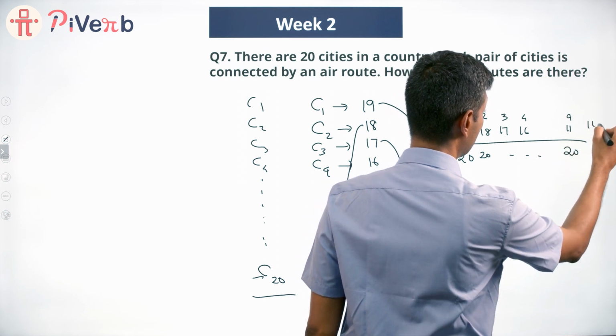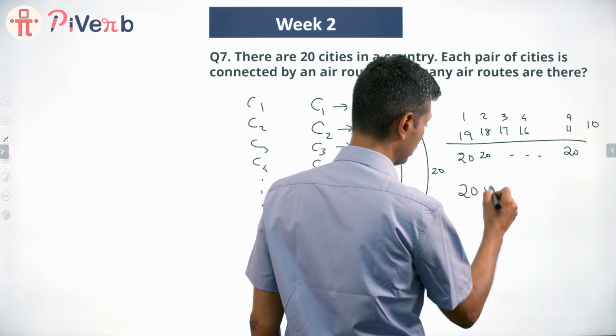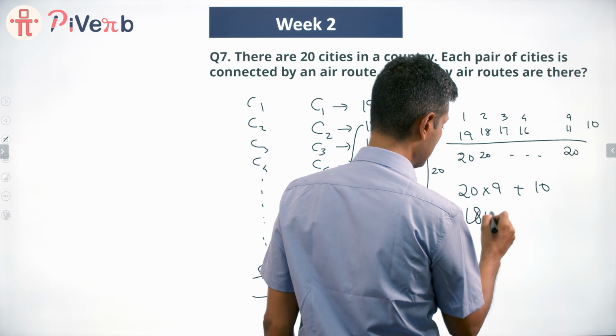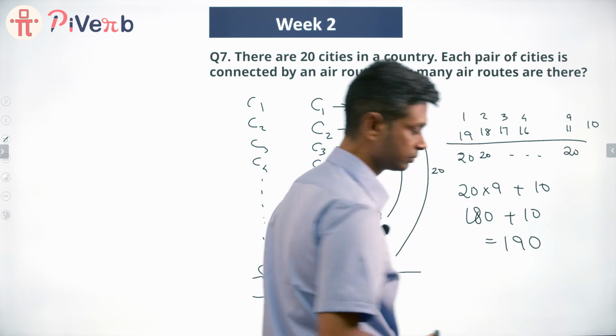Finally, there is a 10 as well at the end of it. So what will be my total? 20 into 9 plus this 10. 180 plus 10, which is 190.